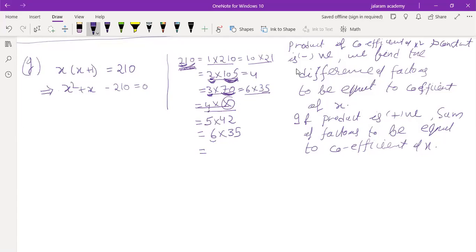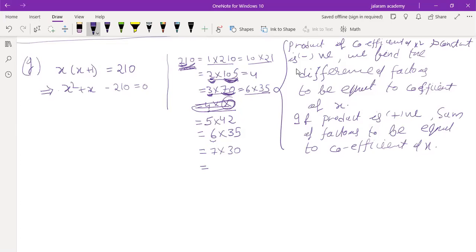Yes, sir. Next factor, 7. 7 into 30. This time also difference is not 1. We have to find the difference as the coefficient of x, that is 1. Is that clear to you? So what will be the next factor? 8. As 4 was not the factor, so 8 also cannot be the factor of 210. Understood?